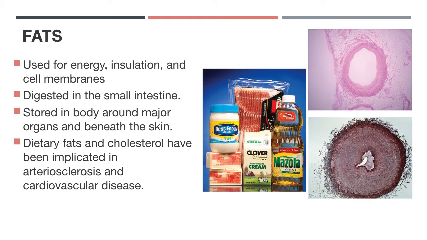Fats are used for energy, insulation, and cell membranes. They're digested in the small intestine and generally stored in adipose tissue called fat deposits. Fat deposits are located around major organs and beneath the skin. Diets that are high in fat and cholesterol have been implicated in something called arteriosclerosis and cardiovascular disease. You can see in this slide some common sources of fats include things like bacon, cream, oils, and butter.